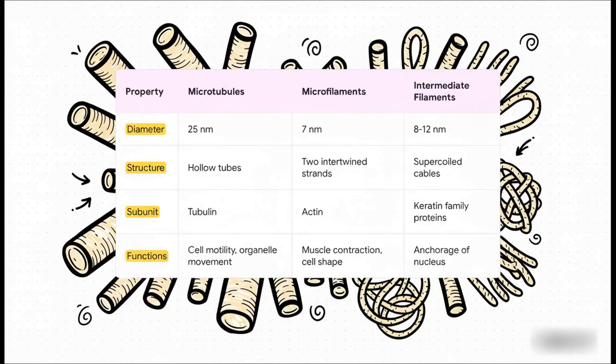Okay, let's put our three main players side by side here. You can immediately see just how different they are. We've got the thick, hollow tubes of the microtubules, the super thin, intertwined strands of microfilaments, and then the intermediate filaments, which are, you guessed it, sized right in between. And as we're about to see, it's these differences in structure that give them their very different, very specific jobs.